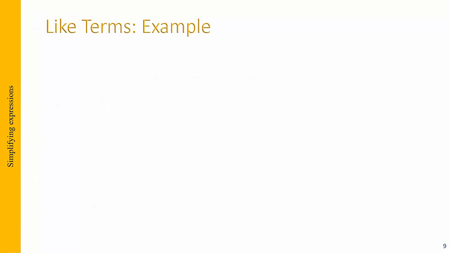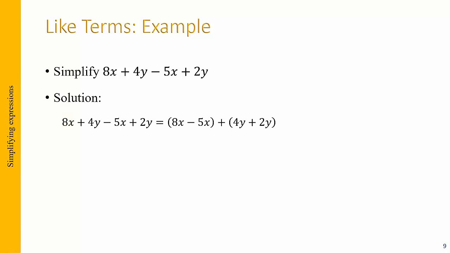In this example, we want to simplify that expression. So what we have to do is group the like terms together. So the x terms go together and the y terms go together. And then we can add them. So 8x minus 5x will give us 3x, and the 4y and the 2y will give us 6y.